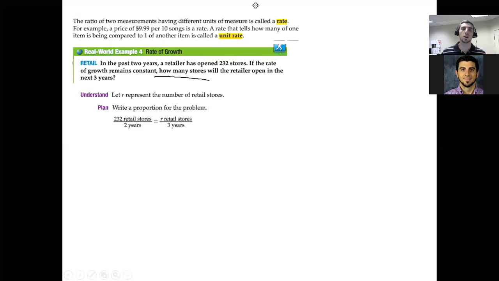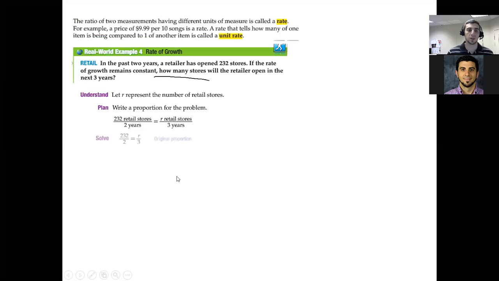In other words, you're going to have R representing retail stores, so that has to be in the numerator, because in the other fraction you had retail stores in the numerator. You don't know the number, so we used R. You could have used X, Y, or Z, but we used R because R goes with retail. And then the denominator is 3 years, because I want to know how many we'll open in the next 3 years.